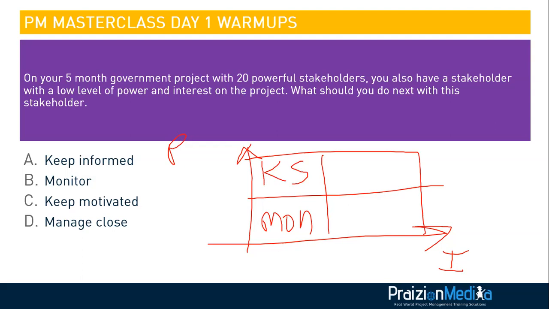Stakeholders with a high level of power and a high level of interest, you want to manage close. And stakeholders with a high level of interest and a low level of power, you want to keep informed. Therefore, the answer to this, a low level of power and interest, is monitor B. Next question.